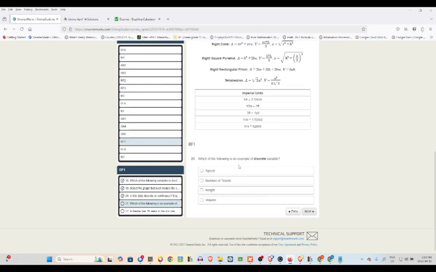So which of the following is an example of a discrete variable? Again, number of tickets. It's a counted quantity. Three-quarters of a ticket is not very useful.